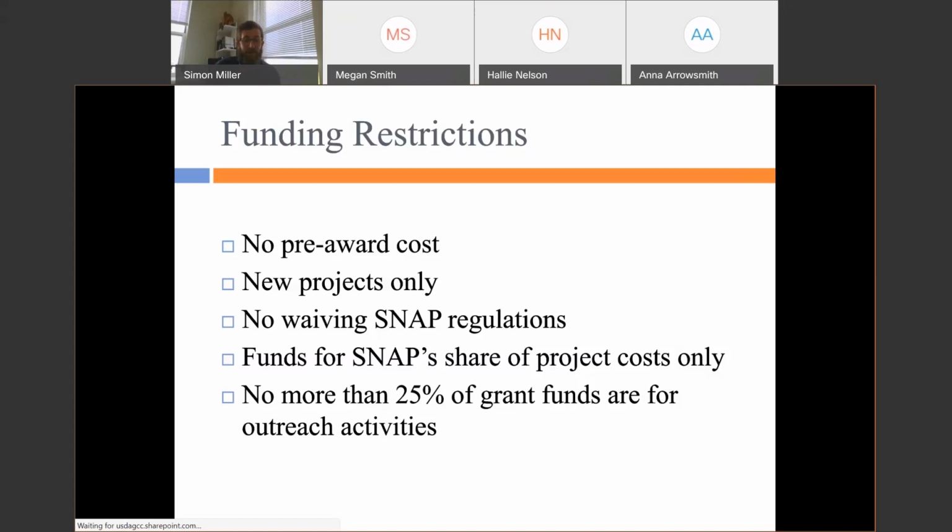And finally, the project cannot devote more than 25% of the requested grant funds to outreach activities, such as informational materials, peer application assistance, screening, pre-qualifying applicants, or activities whose purpose is to attract or recruit SNAP applicants. This is in alignment with overall SNAP outreach guidance.